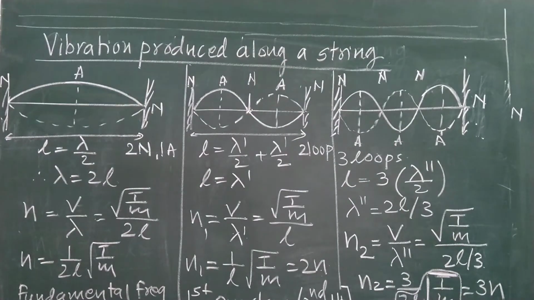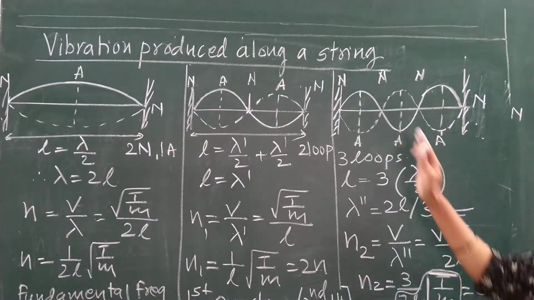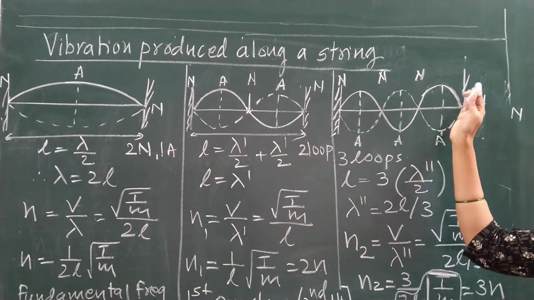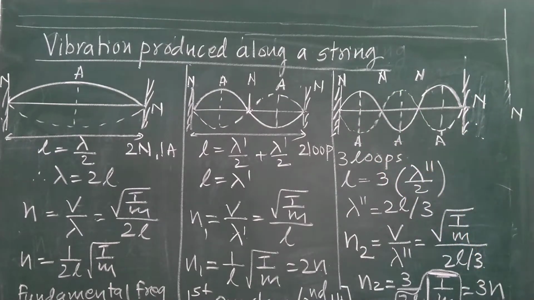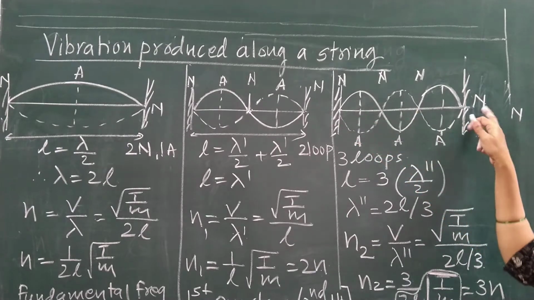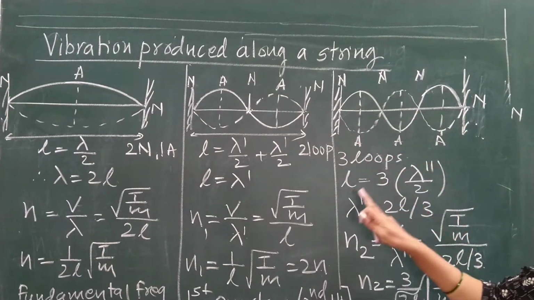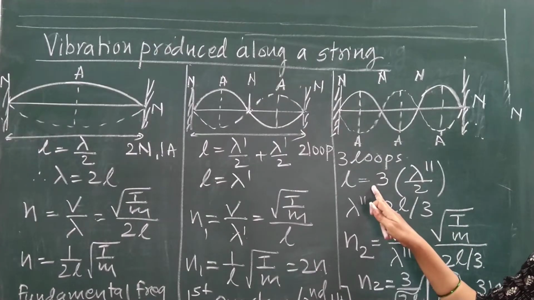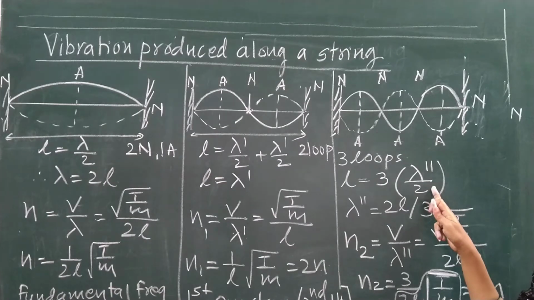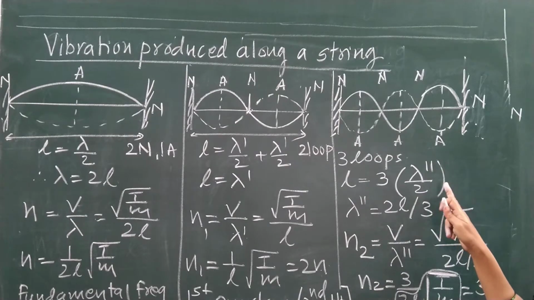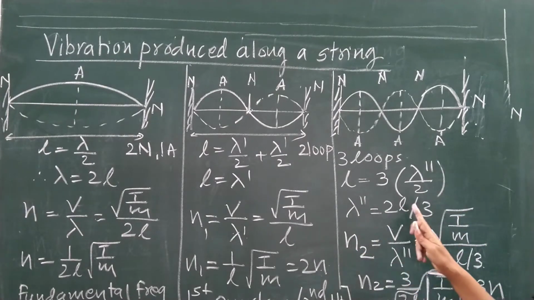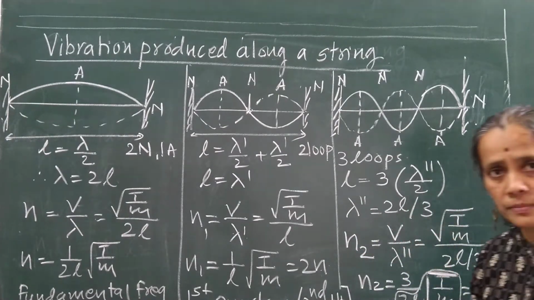Then in the third mode of vibration, how many loops am I getting? I am getting three loops. So along the length of the string, I am getting three loops. So the length of the string is equivalent to 3 multiplied by the length of each loop. The length of each loop is lambda double dash by 2. So I am getting lambda double dash by 2 is equal to 2L by 3.